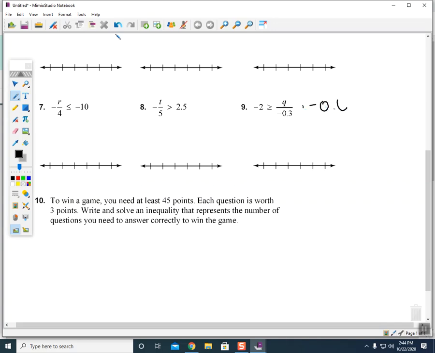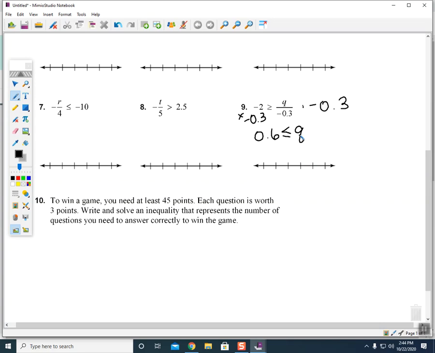Multiply this by negative 0.3. Negative 0.3 times negative 2 is a positive 0.6. So I have 0.6. I multiplied by a negative number, so this needs to flip, is less than or equal to q.